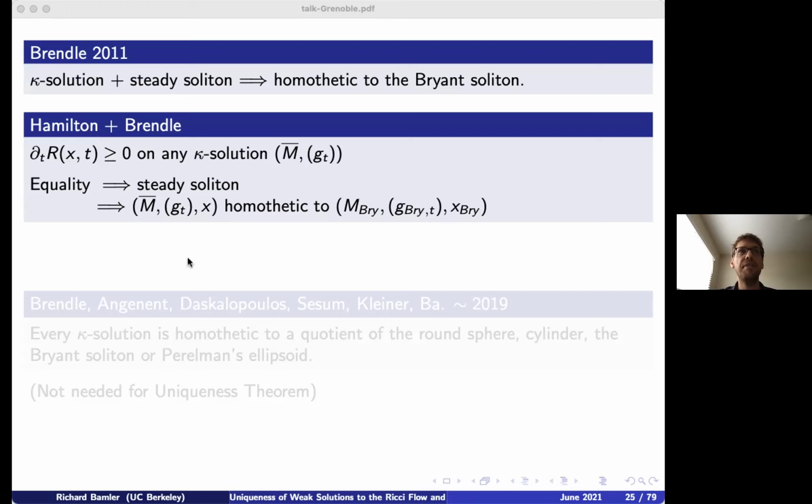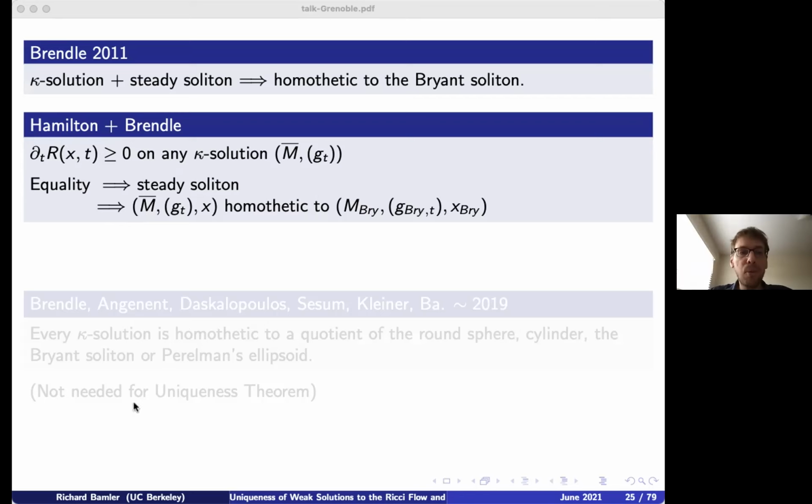Or in other words, if we had a kappa solution which is not the Bryan soliton, or if we were on a Bryan soliton and are not on the center of rotation, then dt of R has to be strictly positive. Okay, so this is another result that we'll be relying on later.